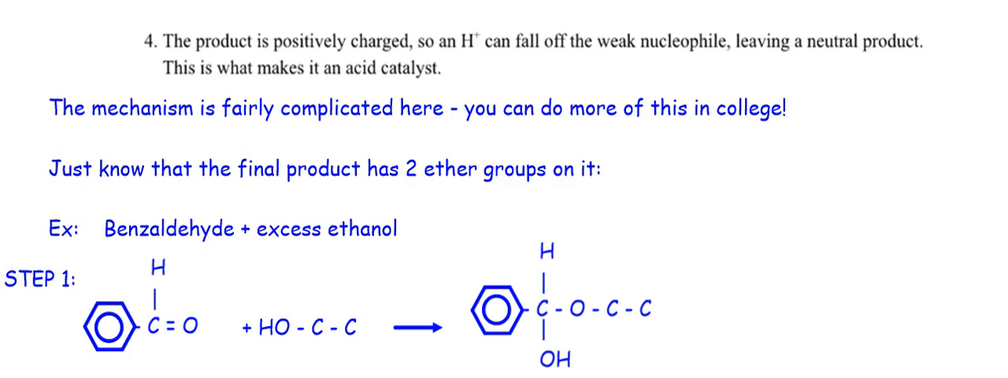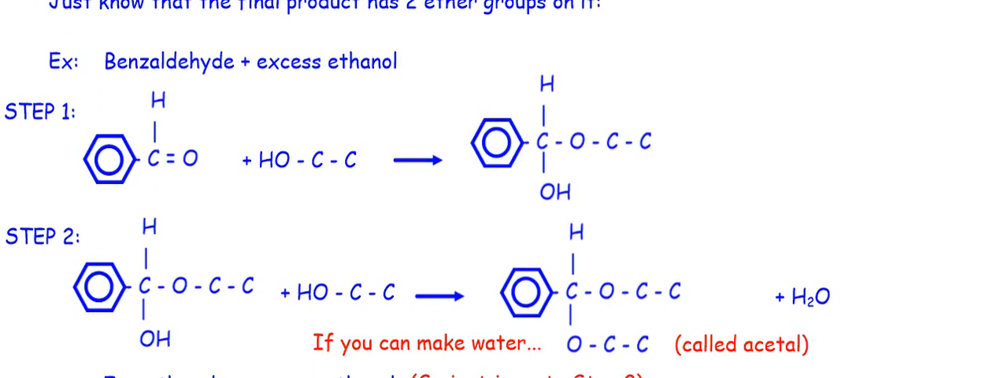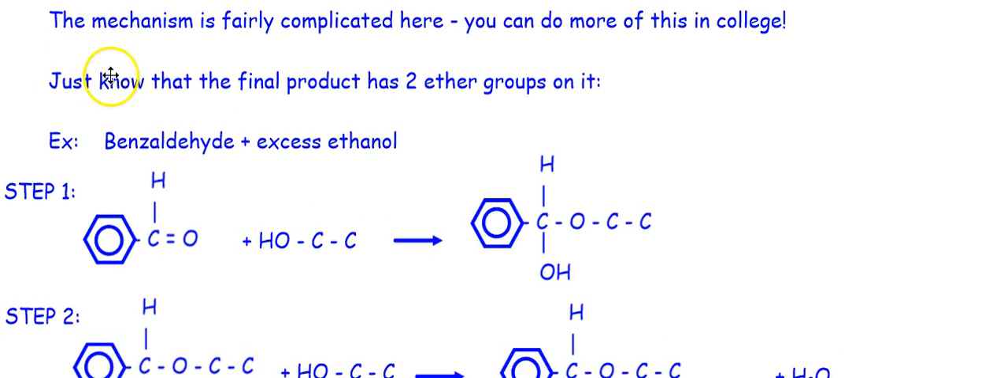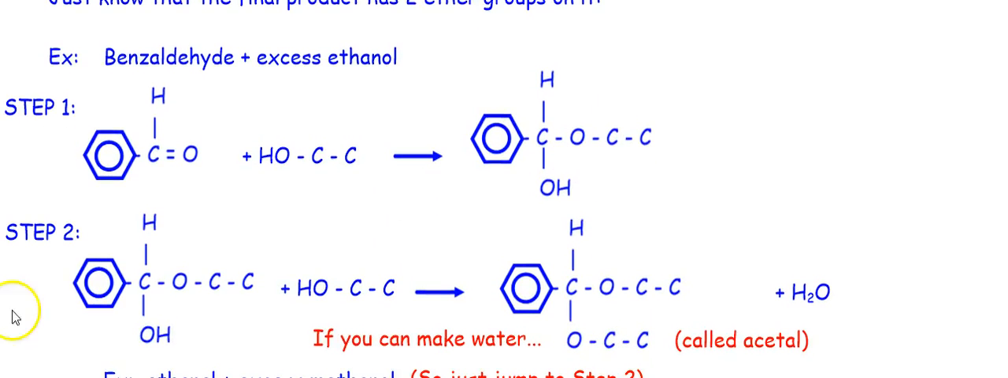But what if I have step 2? Here's my step 2. I'm going to take that same alcohol, and now what? I have an alcohol here, and this is where if you can make water, you will make water. So this alcohol and that alcohol are going to join up and make water, and so I end up with a 2 ether group. And so that's what I said here. Just know that the final product has 2 ether groups in it. So your intermediate will have an ether and an alcohol, and then when you do it again, the alcohol and the alcohol makes another ether.